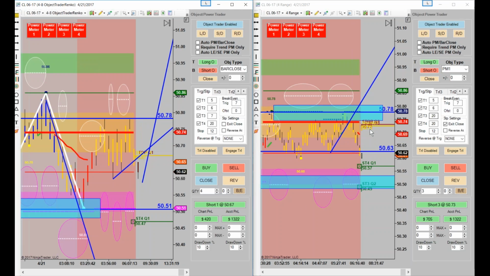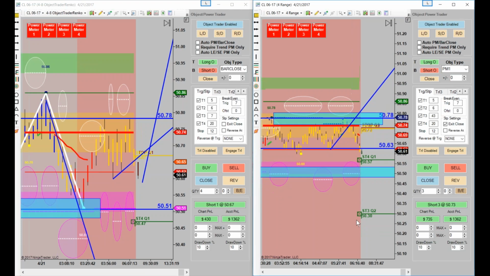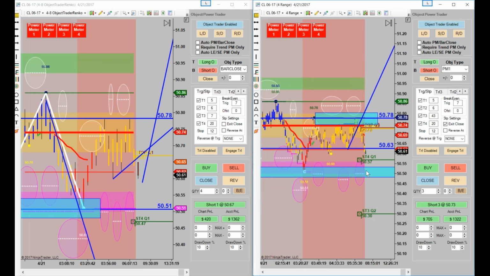See our break even. We're going to turn on our power meter, and we're going to leave our runner running. But if it bounces inside this box at all, we're going to flip it. Now, hopefully it'll take it out and just keep on trucking. But see why I'm doing this, though? Because I've got support down there at 51. .51's my level of support.